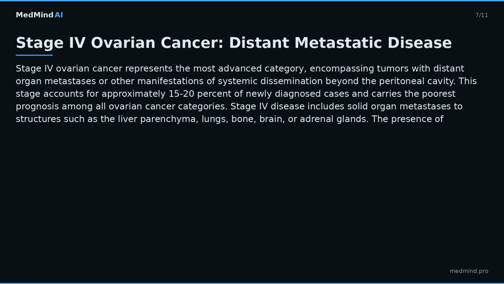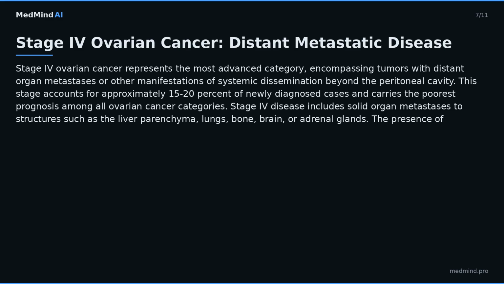This stage accounts for approximately 15 to 20% of newly diagnosed cases and carries the poorest prognosis among all ovarian cancer categories. Stage 4 disease includes solid organ metastases to structures such as the liver parenchyma, lungs, bone, brain, or adrenal glands. The presence of malignant pleural effusion, fluid surrounding the lungs containing cancer cells, also qualifies as stage 4 disease, indicating hematogenous or lymphatic spread to the thoracic cavity.